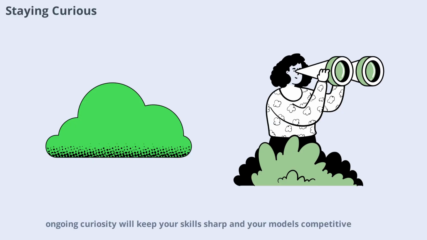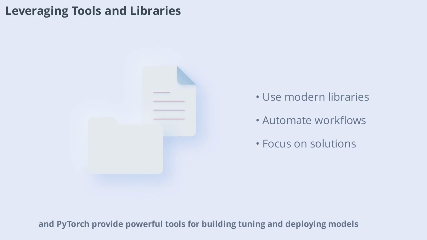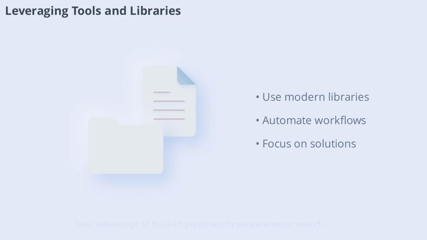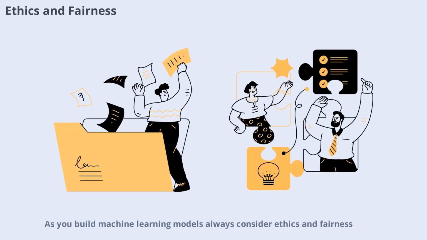and your models competitive. Modern machine learning libraries like scikit-learn, TensorFlow, and PyTorch provide powerful tools for building, tuning, and deploying models. Take advantage of built-in pipelines, hyperparameter search, and monitoring features to streamline your workflow and focus on solving business problems. As you build machine learning models, always consider ethics and fairness.